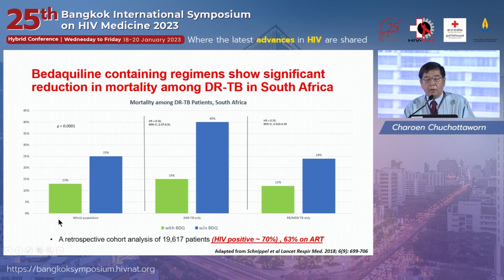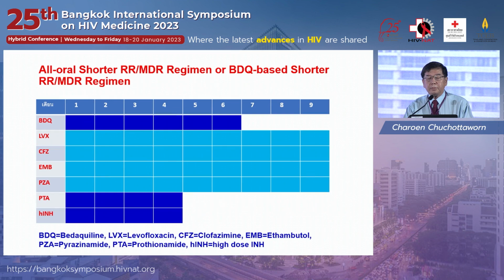You see, for the whole group, it reduced nearly, I think, 15%. For XDR, 25%, and for MDR, 50%. So with this data, and in this group you can see that 63% of them were co-infected with HIV. With this data, the WHO changed the recommendation, substituting amikacin with bedaquiline. So this is the last regimen, the regimen that we recommend to use now before we change to the new shorter regimen.